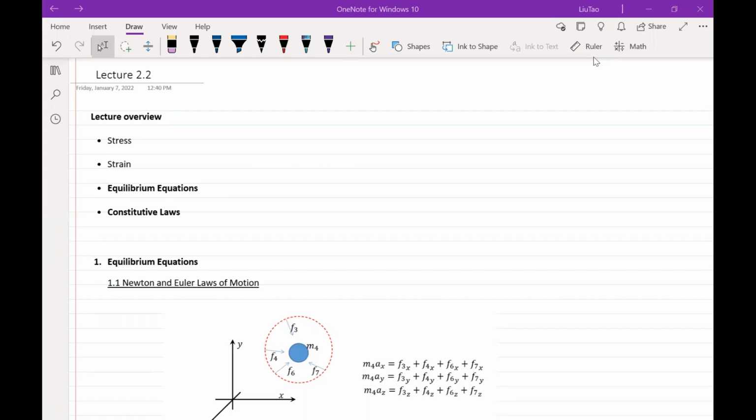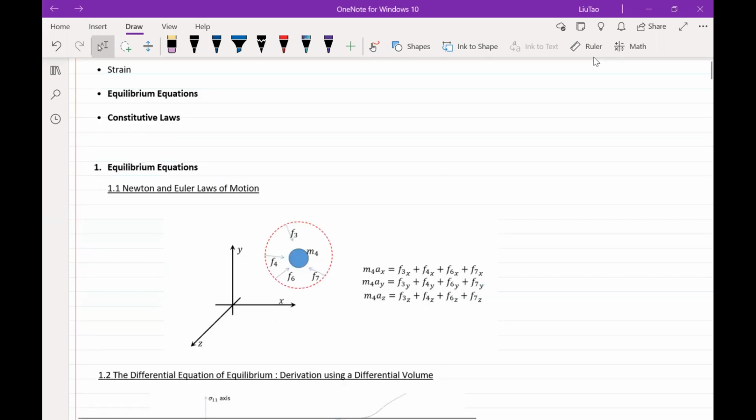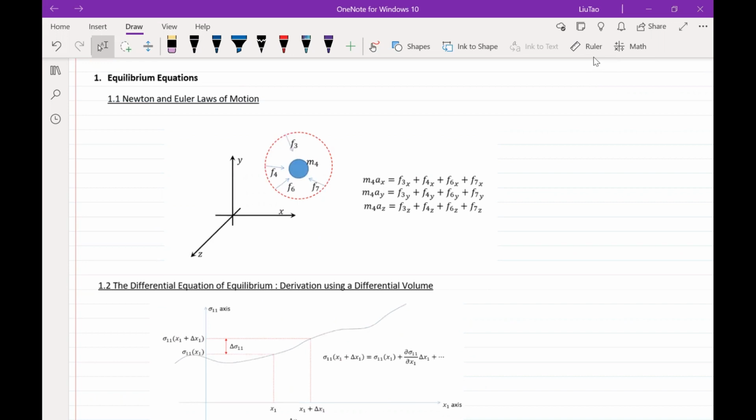At the beginning of the last lecture, I mentioned that in our second week, we will be focusing on 4 concepts: the relationship between stress and force, the relationship between displacement and strain, equilibrium equations, and constitutive law. We talked about the first 2 topics last class. So in today's class, we will look at the latter 2 concepts, equilibrium equations and constitutive laws. Now let's talk about equilibrium equations.